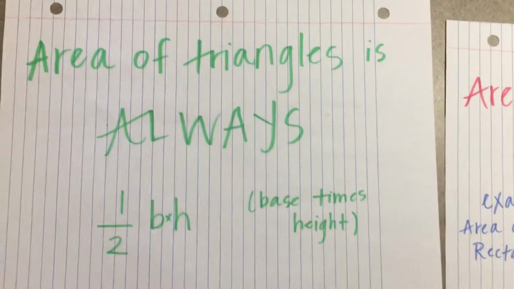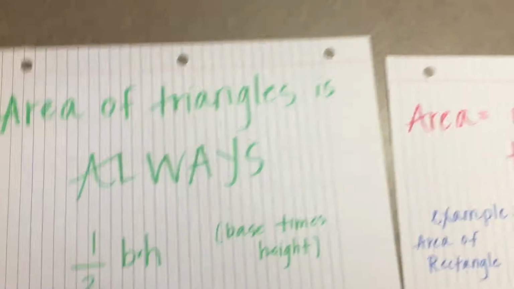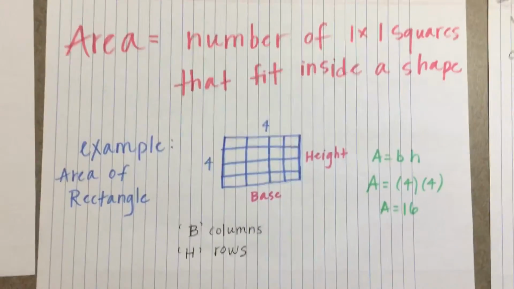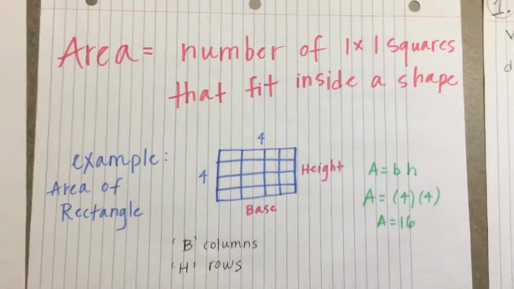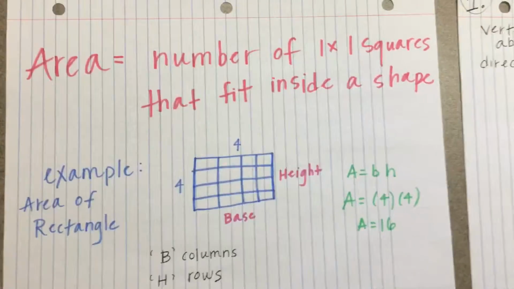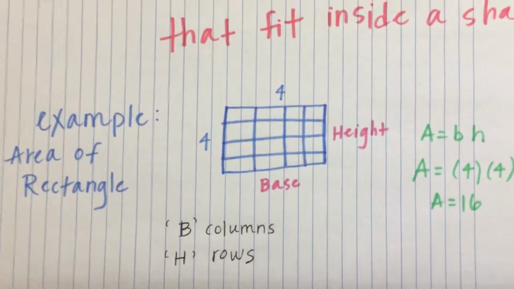I'm going to prove that the area of triangles is always 1/2 base times height. In order to prove this, we need to understand the definition of area, which is defined as the number of 1x1 squares that fit inside a shape. So here I have an example of a shape, and we're going to use a rectangle.